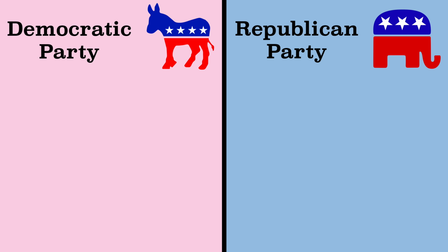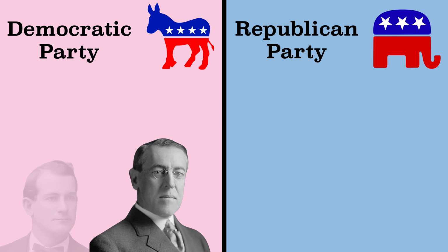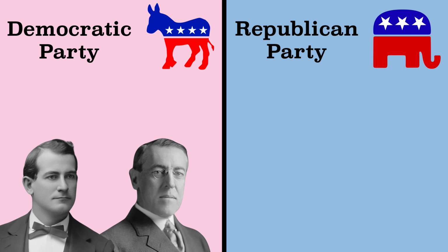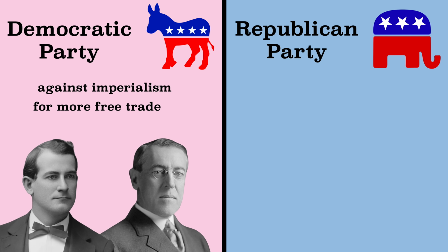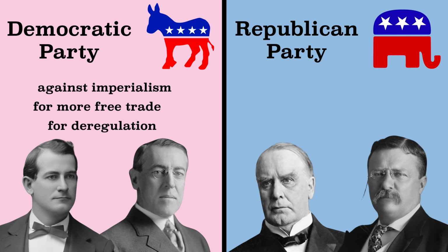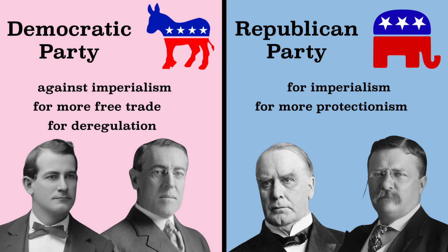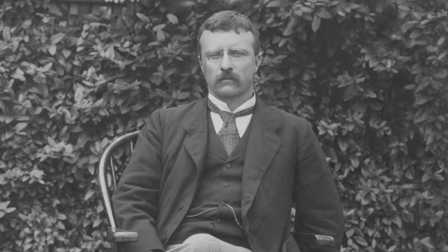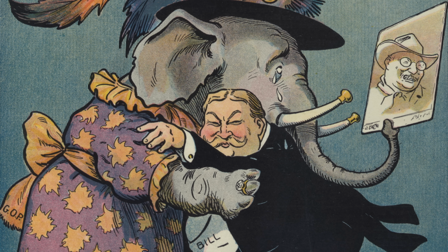On the Democratic Party side, led by folks like Woodrow Wilson and William Jennings Bryan, they tended to be against imperialism and more for free trade and deregulation, while the Republican Party, led by folks like William McKinley and Theodore Roosevelt, tended to be more pro-imperialism, for more protectionism, and for more laws regulating businesses. Due to Republicans being more proactive on progressive legislation, they were the dominant political party during the fourth party system.